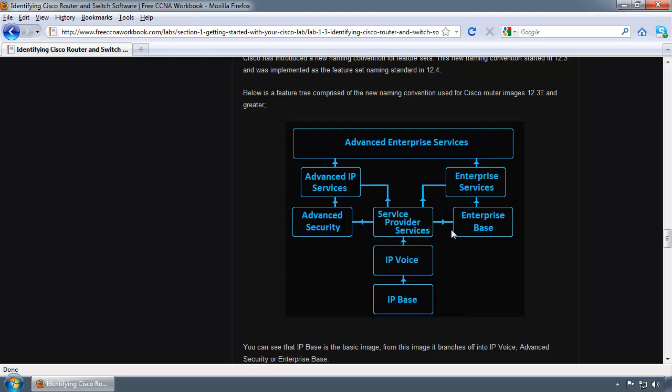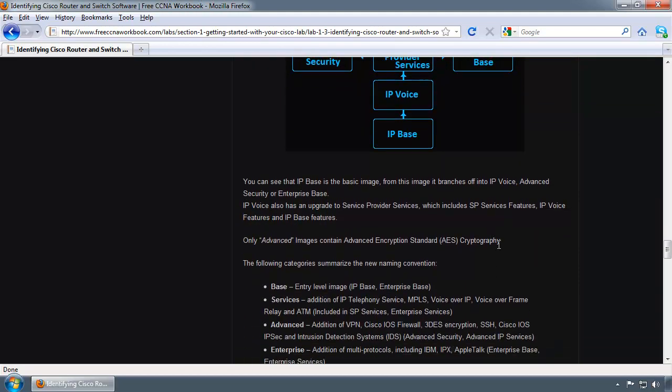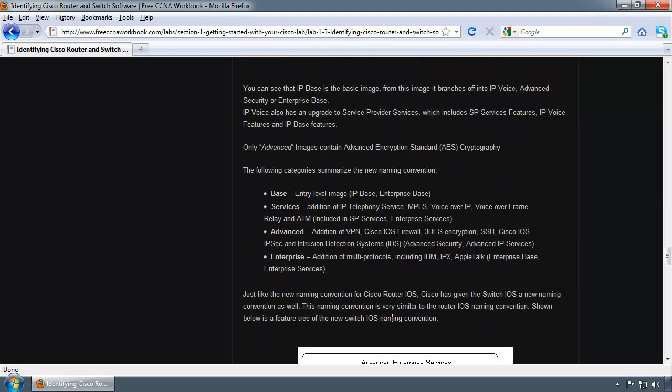You have Advanced Security, which is basically the K9 version of IOS. It includes strong cryptographic services such as SSH, IOS firewall, SSL VPN termination if you have 12.4T. It includes LAN-to-LAN tunnels for IPsec support, so on and so forth. Enterprise Base will include different types of features used in enterprises, such as the addition of multiprotocols, including IBM, IPX, AppleTalk, so on and so forth.